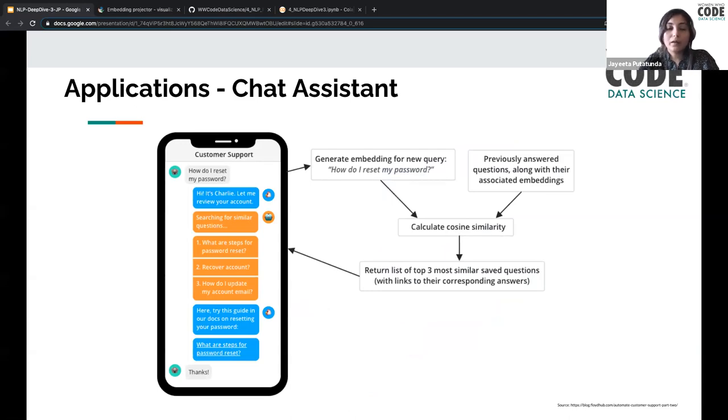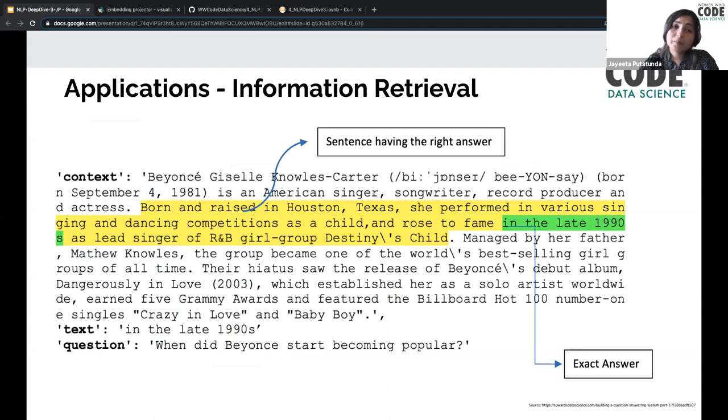and some of it has been utilized in a lot of industry applications. Similar to that is also something like information retrieval. Say you have a context and you ask the question, when did Beyonce start becoming popular? So when we train it in a way that we do in Word2Vec, the idea is that the text in the late 90s that's highlighted in green is the exact answer to the question of the user, and it can give back the exact answer to your question from the context. Context is basically the corpus that we pass to train the model.